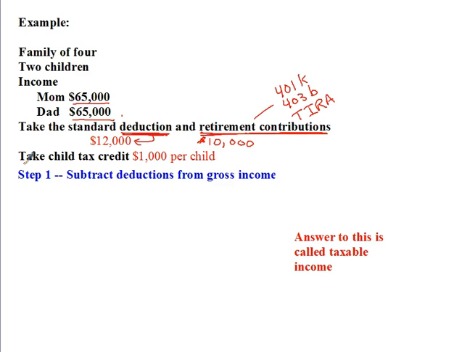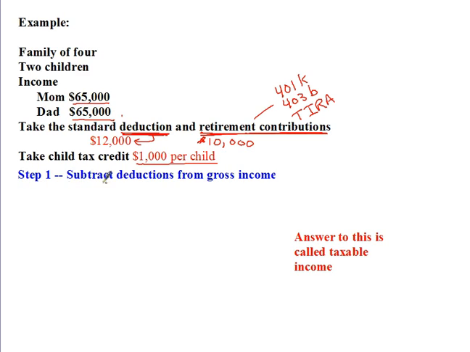And then they get a child tax credit of $1,000 per child. Let's say that's what the law says. That's what the law used to say prior to the changes coming up in 2018. So let's get into what the math would look like.